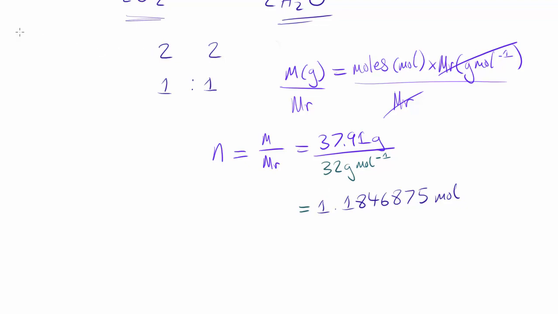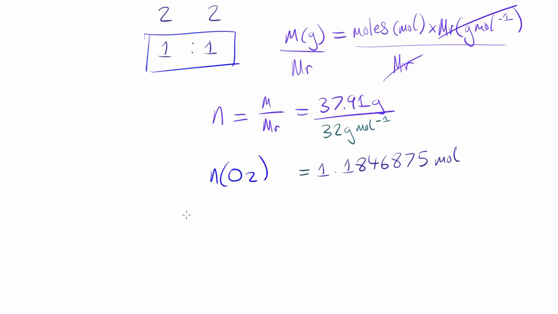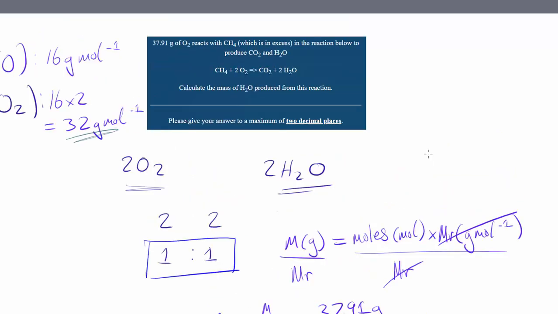And because of the ratio which we just discussed and established, the 1-to-1 ratio, we can say the moles of O2 is that, and therefore the moles of H2O is also equal to the same thing. So it's equal to 1.1846875 moles, because of the 1-to-1 ratio. Now, at this stage, what we can do is figure out the mass of H2O, which is what the question asks us to do.